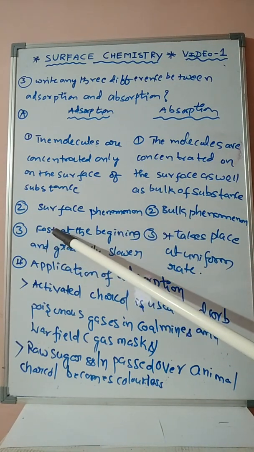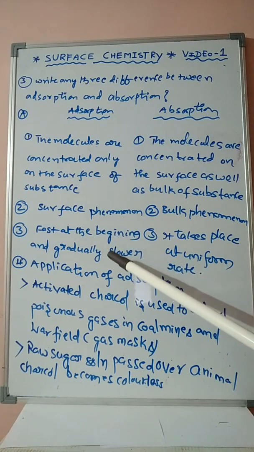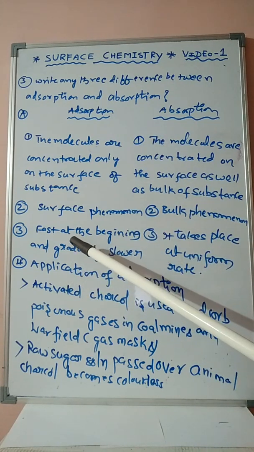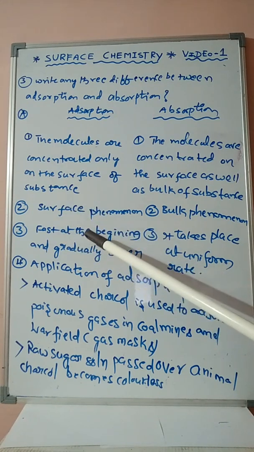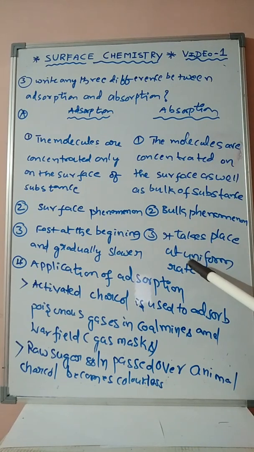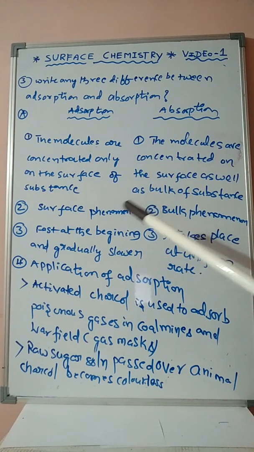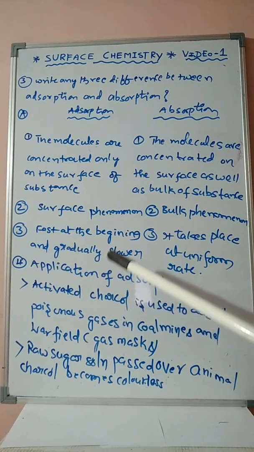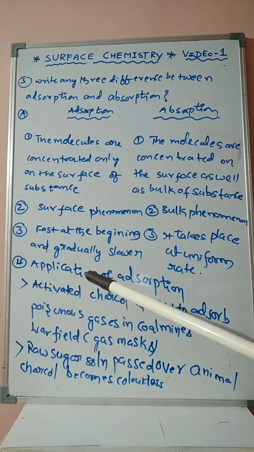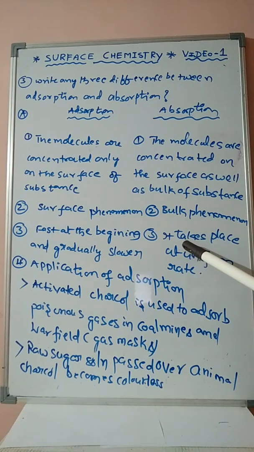Next one, student. Adsorption is fast at the beginning and gradually slower. Absorption takes place at a uniform rate. Why is adsorption fast at the beginning? Because more surface area is available, and gradually slower because the surface area decreases. Absorption takes place at a uniform rate, it is not fast at the beginning and not slow at the last. When you dip a sponge in water, the water slowly enters the sponge. So the absorption phenomenon takes place uniformly.